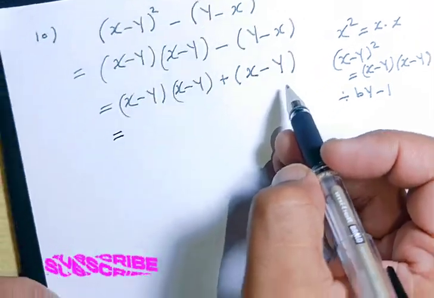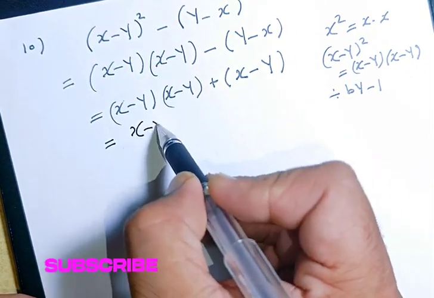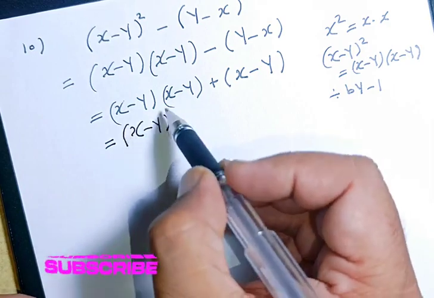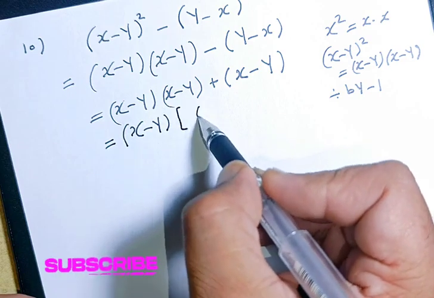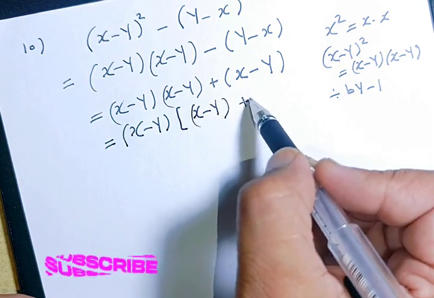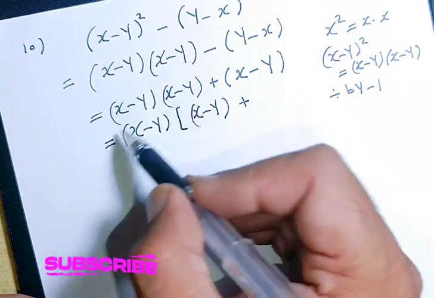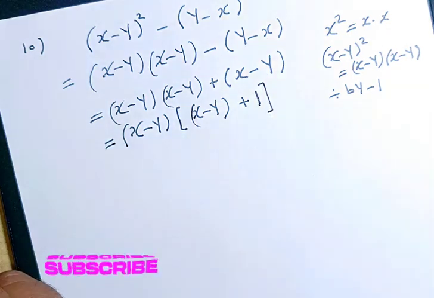Now I can take the x negative y as common factor, common bracket, sorry, and what is left there: this is out, and what is left there is only x negative y, and this side plus, this x negative y is already out, only 1 is left. So this is my final answer.